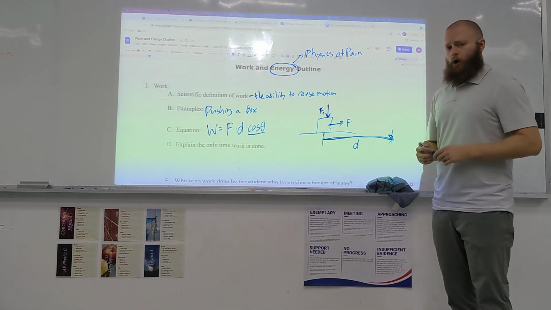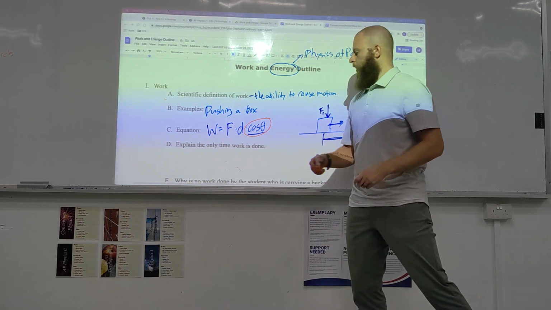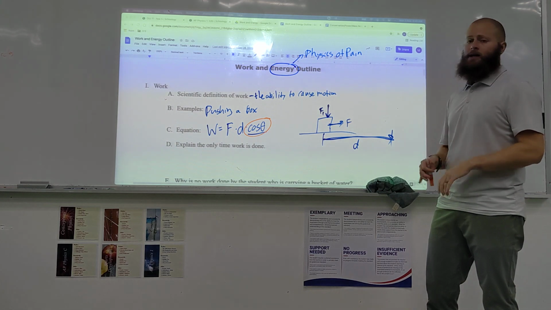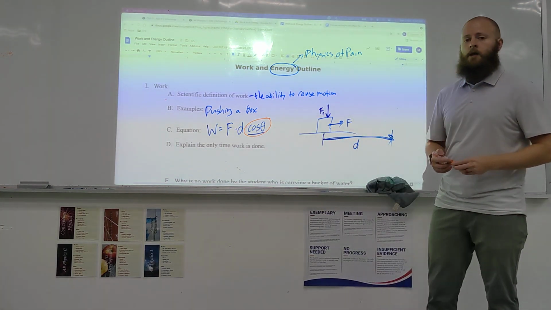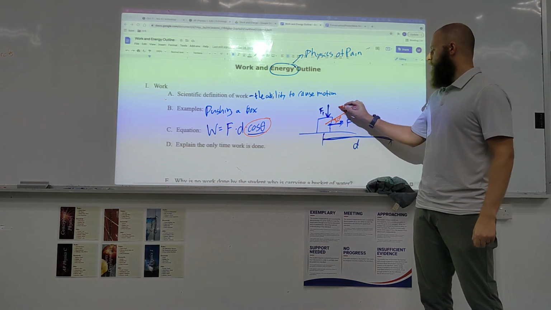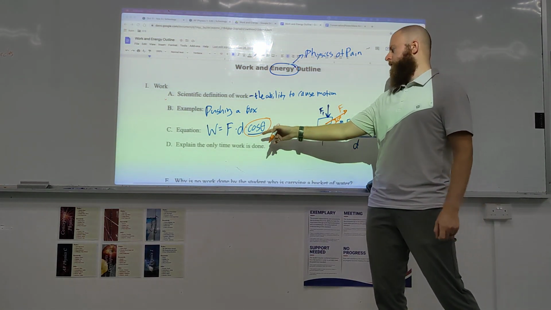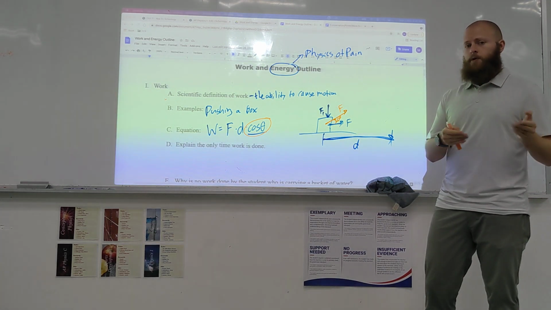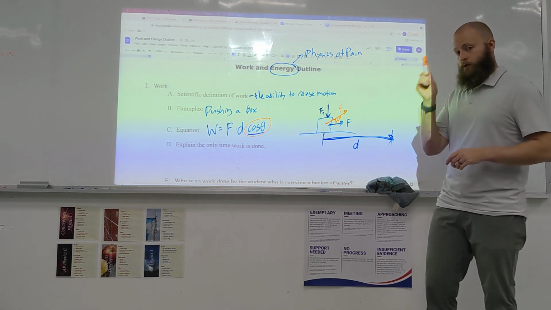Oftentimes, you don't really need to worry about the cosine theta. If they're both in the same direction, you don't need to worry about it. If they're in opposite directions, it's just a negative sign here. Now, if I have something like this, let's say 30 degrees, well, now I need to actually worry about it. So then I would just do F times D times cosine 30. Remember, your force needs to actually be contributing to the motion. That's a really important thing.